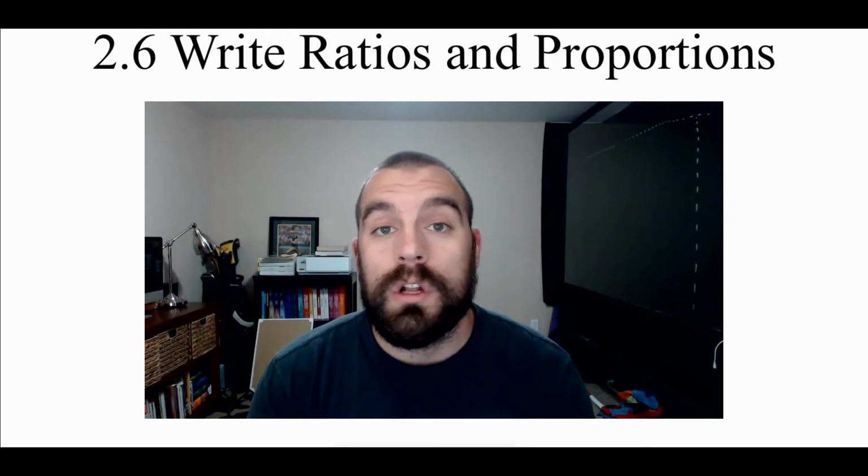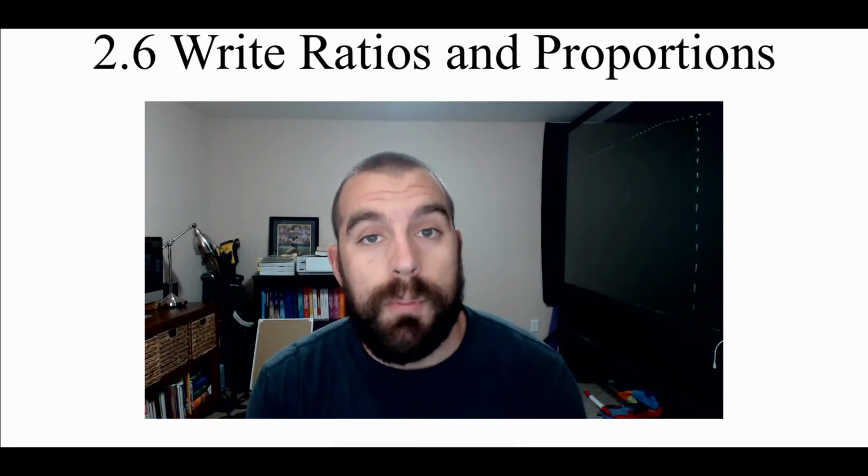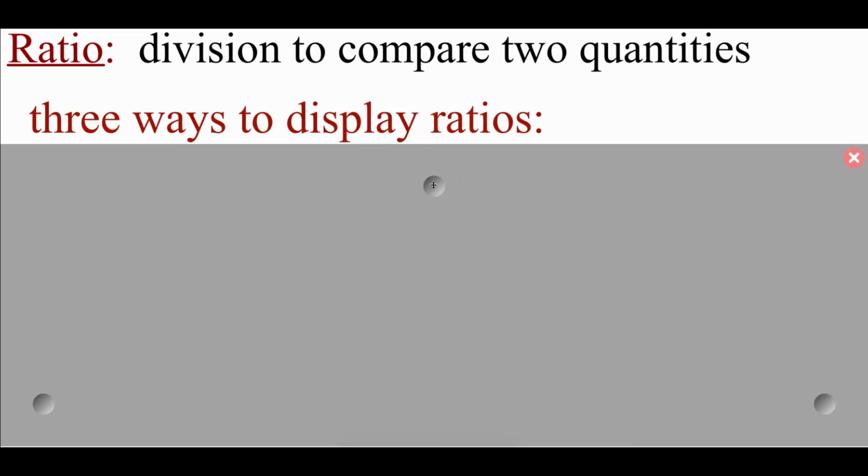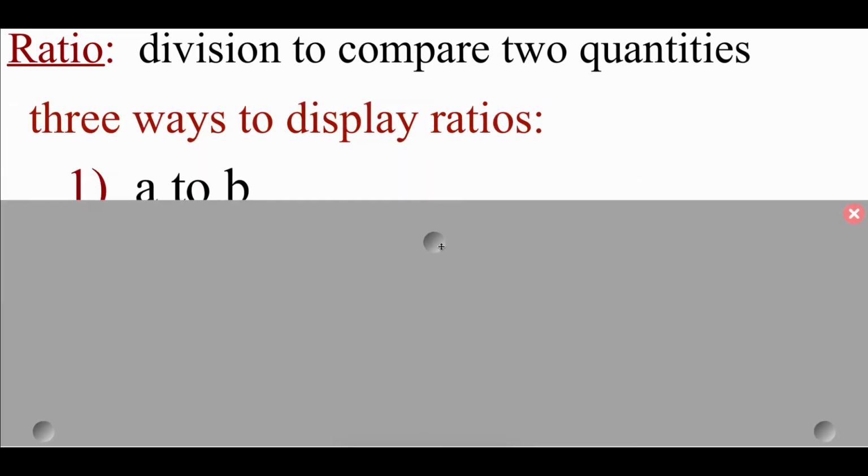In this video, we're going to look at writing ratios and proportions. When we're looking at a ratio, it uses division to compare two different quantities. And there's three different ways that we can show a ratio.